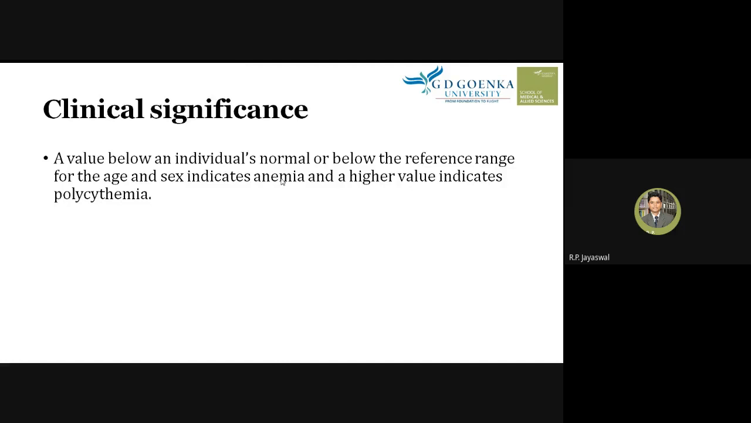What is anemia? Anemia is a condition when packed cell volume is less than the normal range. Based on the packed cell volume test, we can diagnose an anemia-like condition. We report anemia when the value is less than the normal range, and if the value is more than the upper limit of the normal range, then it is considered polycythemia. Polycythemia is a condition when packed cell volume is increased above the normal range.